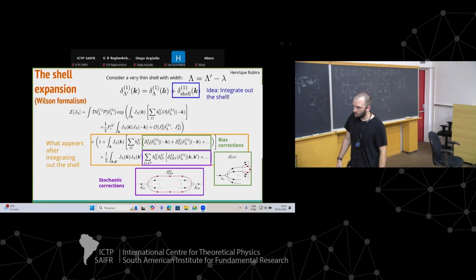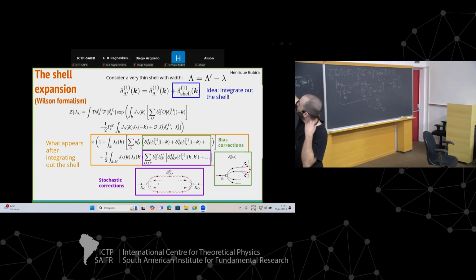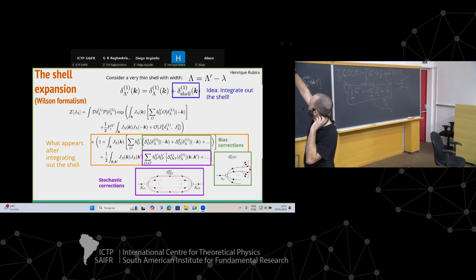So you see that what is in yellow here, what's in orange, is basically the corrections that you get. So SO1 would be, can I use the pointer? I'm not sure.